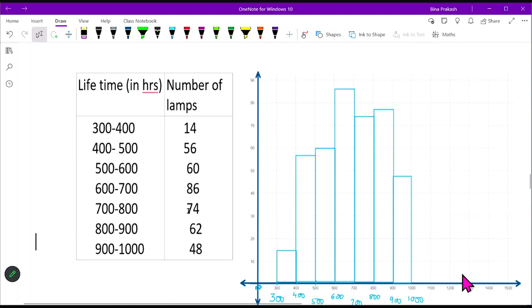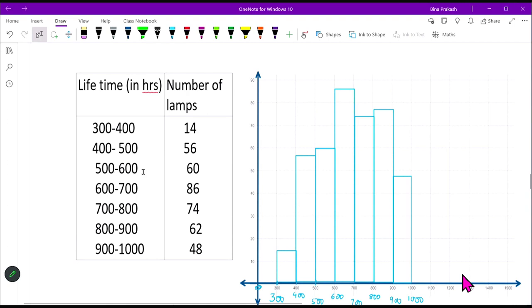Because we have seen that the maximum number of lamps is 86, which is burning for 600 to 700 hours. All the rest are lesser than 86. So 90 will be able to manage this.